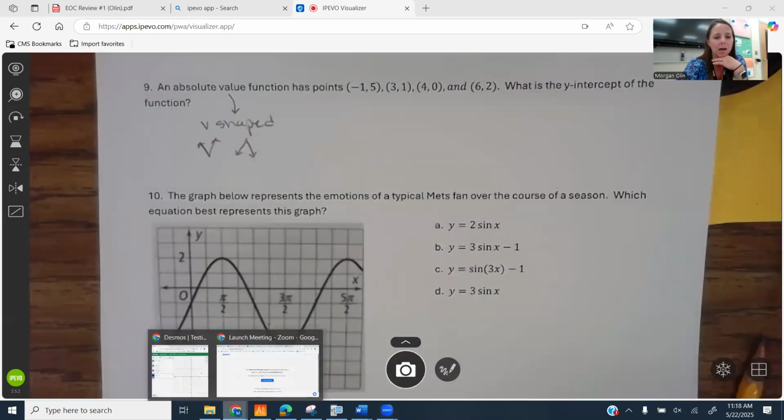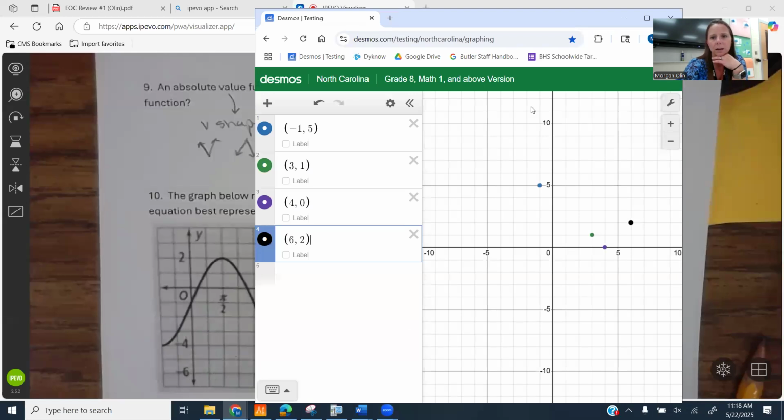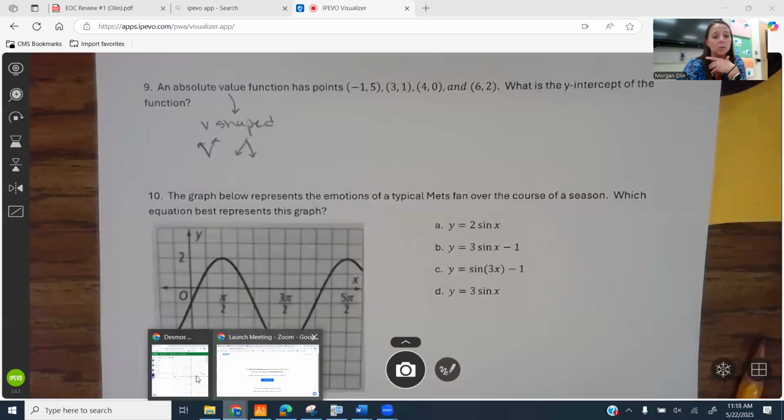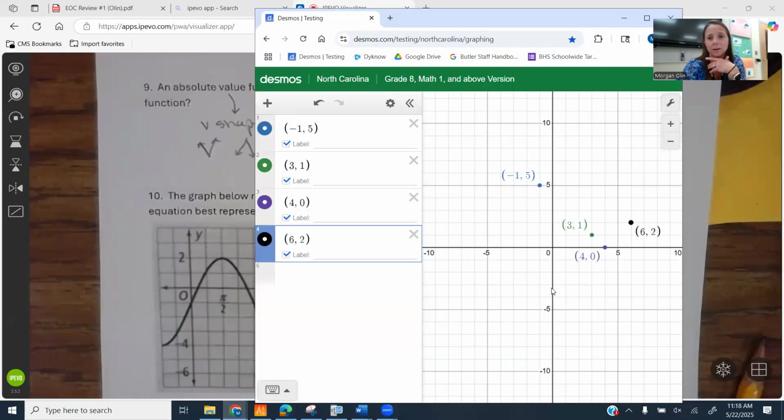I've already got them plotted in Desmos right here, so you can see those. You can put each point in. If you want to label the points, you're welcome to right here. Okay, and so you kind of see that V going up right here. Now, the question when we ask this, what is the y-intercept of the function? And you should know the y-axis is this one that's running vertical right here. So if I can continue this line, you may be able to see it.